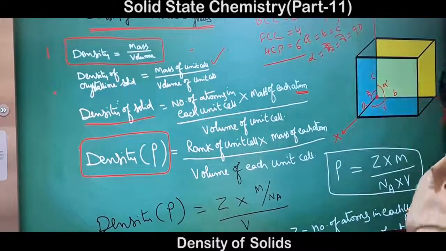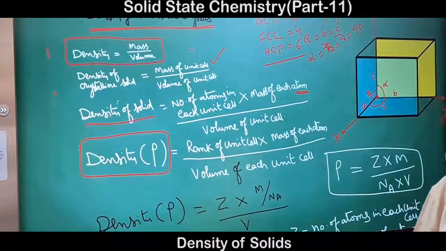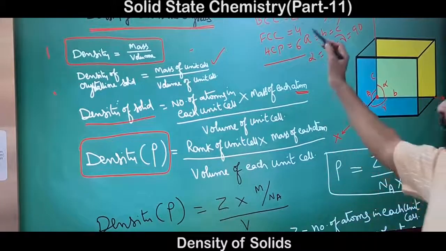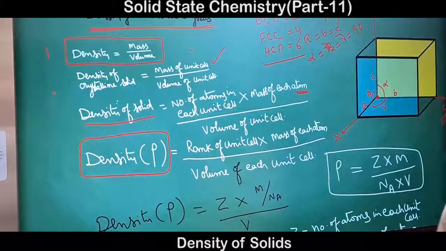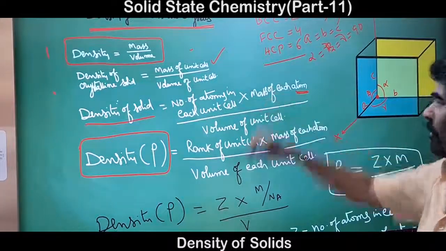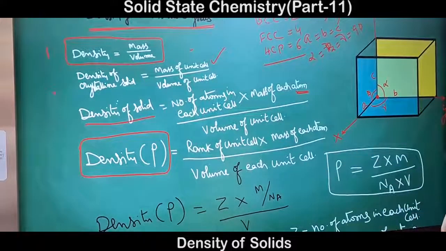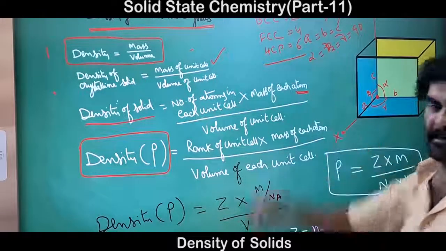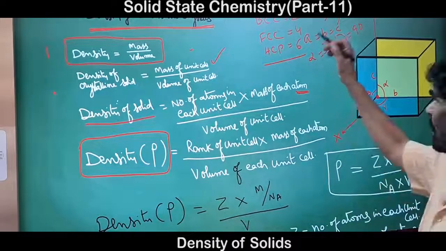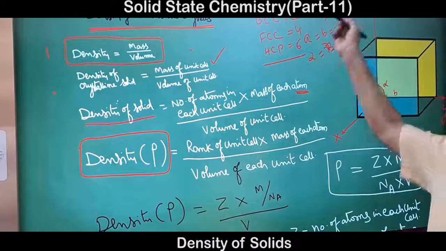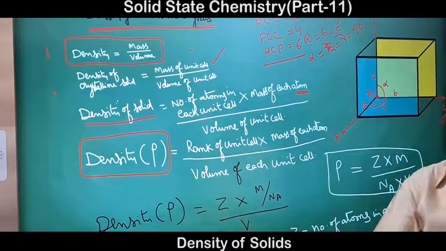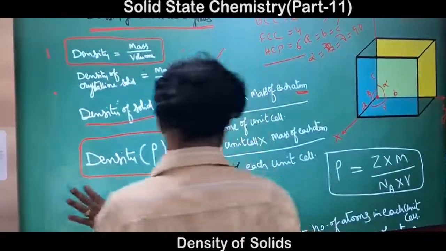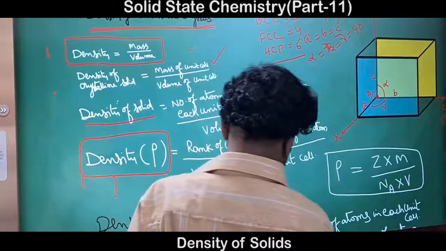For BCC, the body centered cubic structure unit cell, 2 atoms are involved. And for the face centered cubic structure, 4 atoms are involved, rank is 4. If it has the hexagonal close packing, the number of atoms involved in each hexagonal close packing is 6. So 6 atoms times the mass of each atom is the total mass of the unit cell, divided by volume, which you have to geometrically calculate. So that is the case.